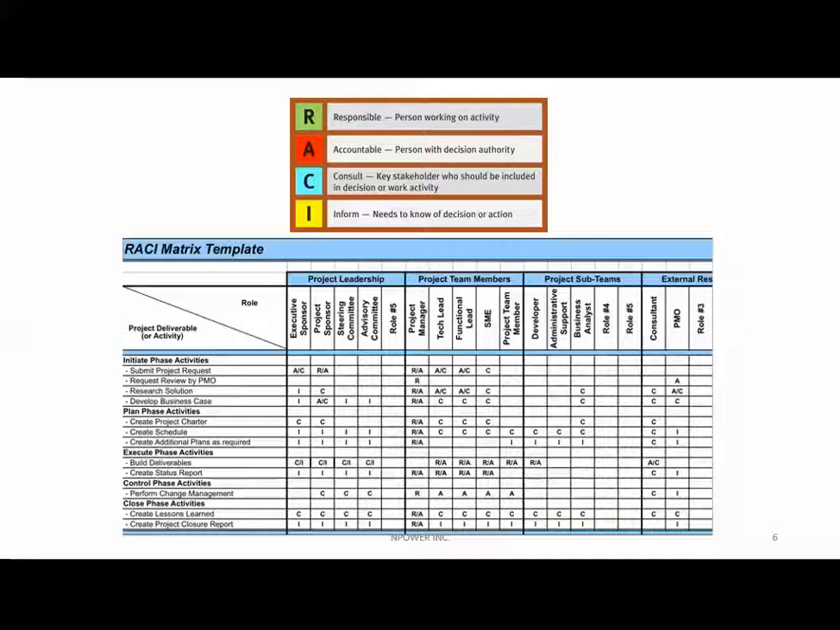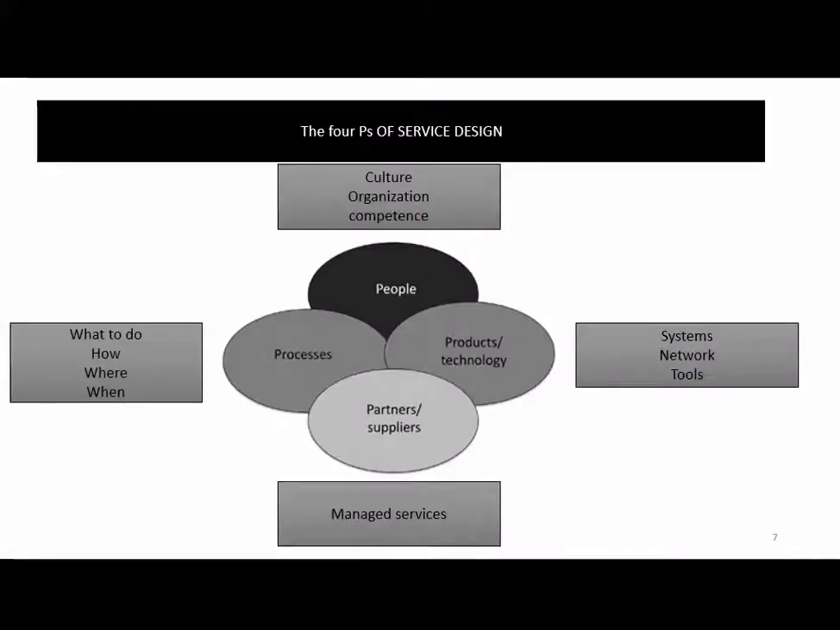The RACI acronym stands for responsible, accountable, okay, consultant, and informed. Consultant and informed. This person might be a person who has a lot of experience, and we need that person's feedback. Okay, that's a consultant. That person doesn't necessarily need to be working on the activity, but it's somebody who has important input into how things should be done. Okay, normally somebody with a lot more experience.